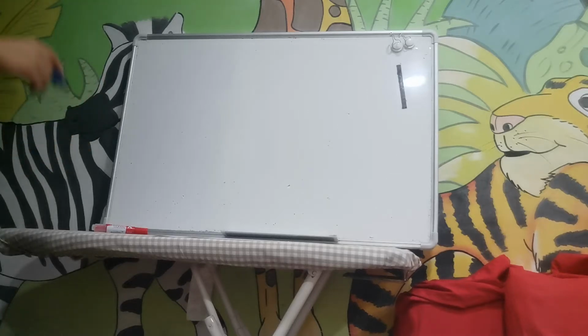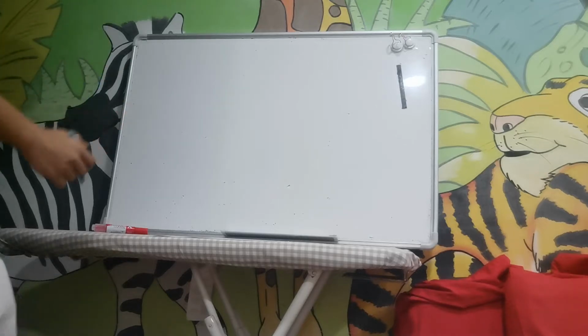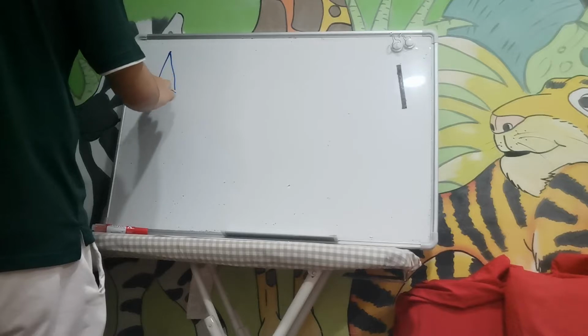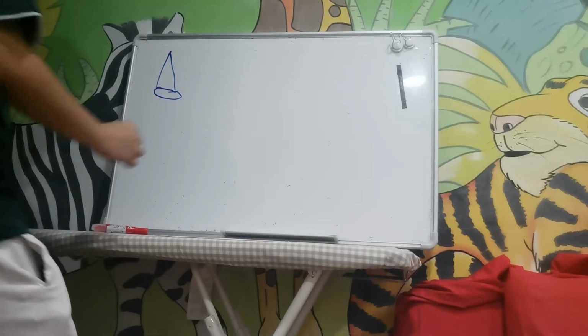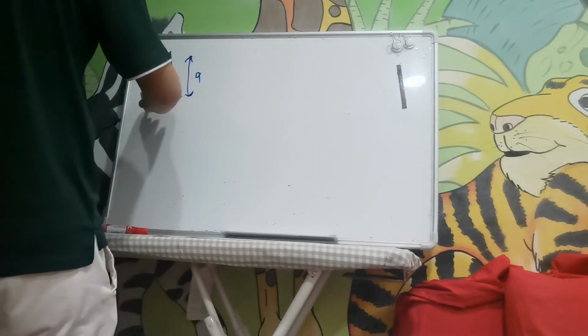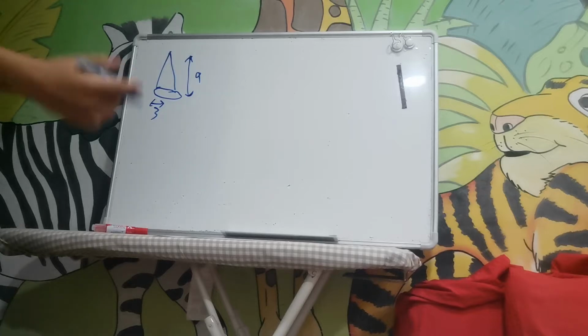Okay, so let's start off with the information that we've got. The first information we've got is that it's a right circular cone. So let's draw a model of a cone. Alright, so this is a cone. And the height of the cone is 9 cm, while the radius is 3 cm. So this cone is initially full of water.